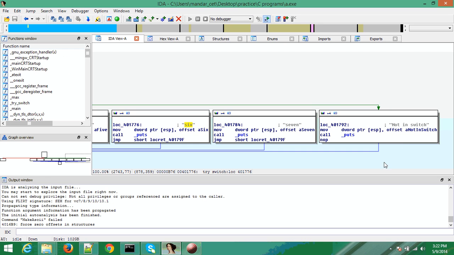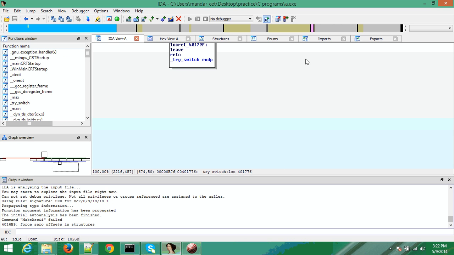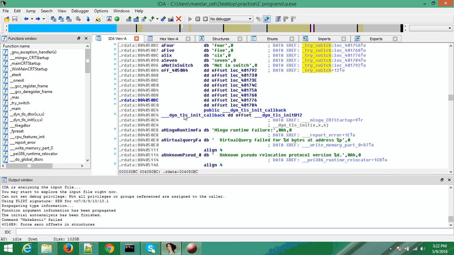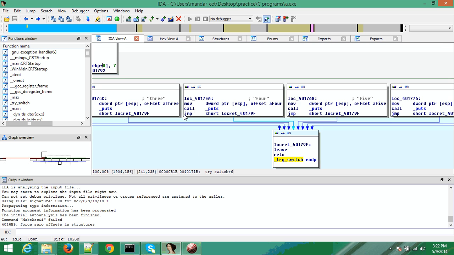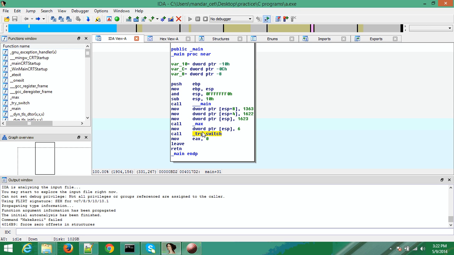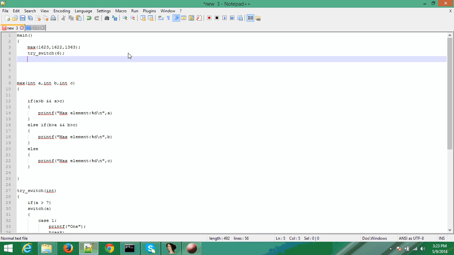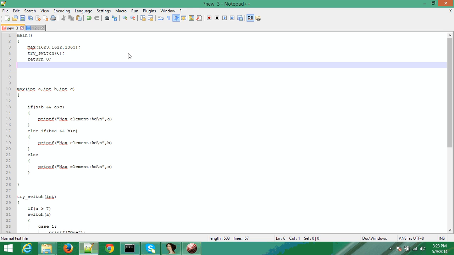Just to make sure, let's check again. So it's not in switch, and finally it comes over here, leaves and returns. That means it does an epilogue and then returns back. And so let's go back to it. Finally, as we saw, it seems like we're moving 0 and then leaving and returning. Usually if it's int main and 0 is returned, that means we are doing something like this, and that should look like these three functions.